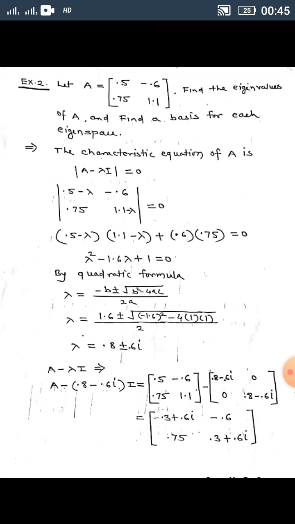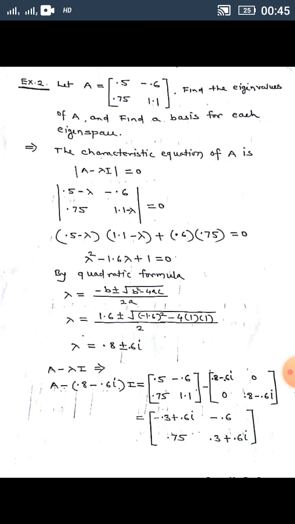(0.5 minus lambda)(1.1 minus lambda) minus (minus 0.6 into 0.75) is equal to 0. Now we simplify it, we get lambda square minus 1.6 lambda plus 1 is equal to 0 as a simplification. You can simplify here by quadratic formula, because this is not factorizable easily. So we can use the quadratic formula, that is lambda is equal to minus b plus minus root b square minus 4ac divided by 2a.